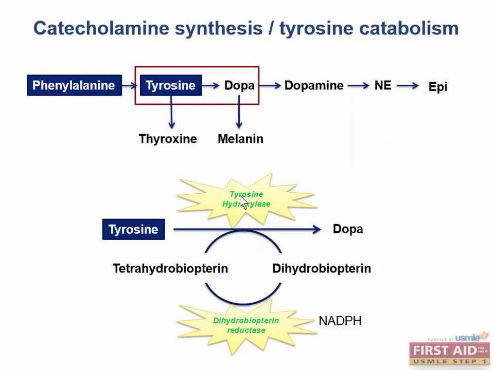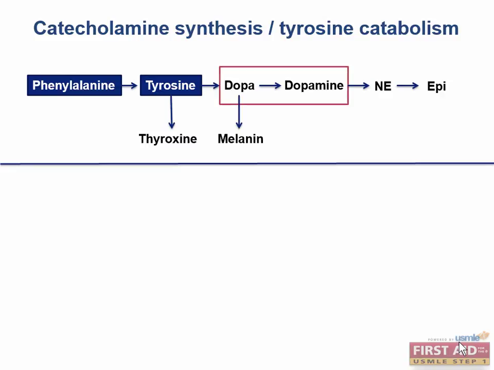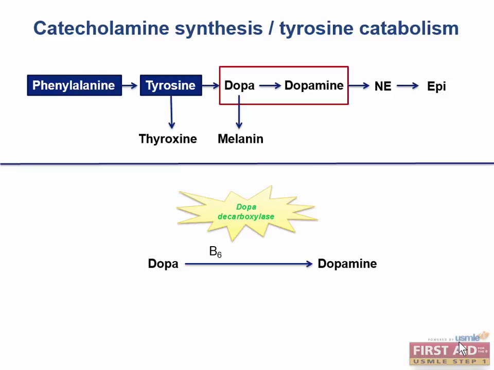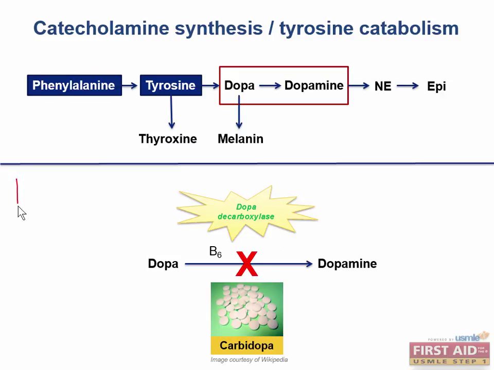Same step otherwise. In the third step, DOPA is going to be converted into dopamine using vitamin B6 and also the DOPA decarboxylase enzyme. Now this is the step in catecholamine synthesis that's going to be inhibited by carbidopa, which is going to be used to treat Parkinson's disease. As you'll see in the neurology section, Parkinson's disease is caused by having too little dopamine in the brain. So that leads to the question, why do you think a drug that blocks dopamine synthesis actually helps patients with Parkinson's disease, meaning they have too little dopamine in the brain?